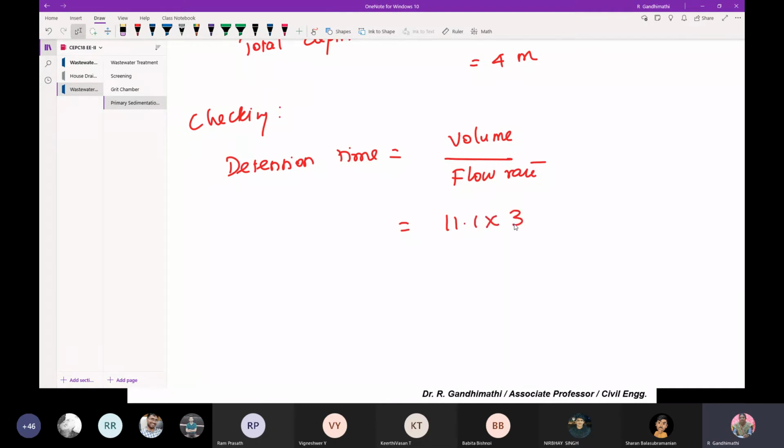11.1 into 3.7 into the depth. You can find out the depth of the flow. For calculating the detention time, you have to consider the depth of the flow, that is 3 meter. Then divide by the flow rate, which is 1.4 into 10 power 6 into 10 power minus 3. Then multiply with 24 to get the value in terms of hours. How much, students?